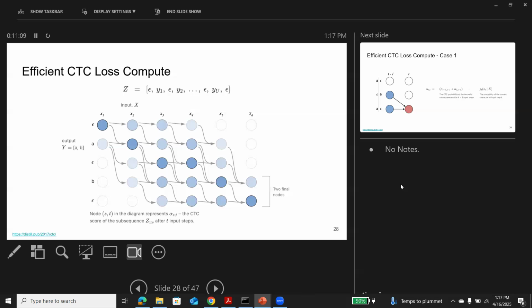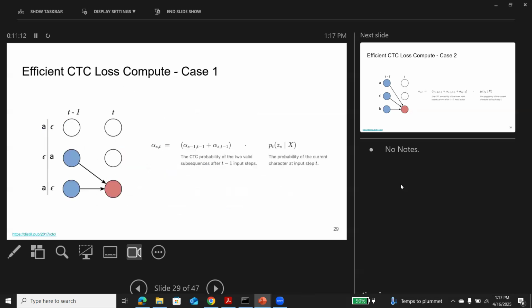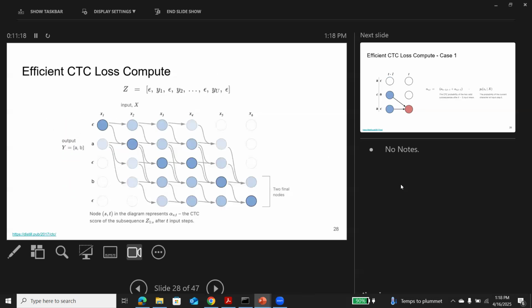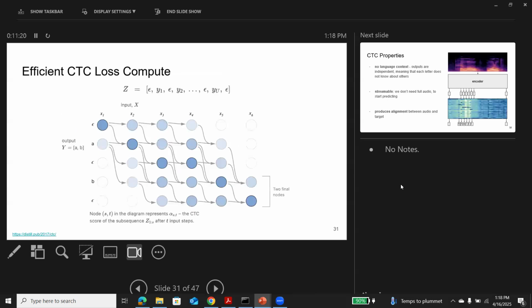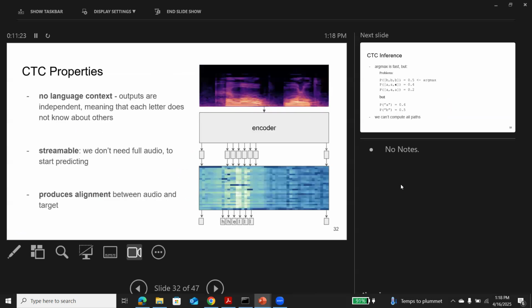And yeah, this is the illustration of how we can compute. And this is called CTC loss. And then we can apply gradient descent to update these probabilities. So it produces the alignment between our audio and our target words.